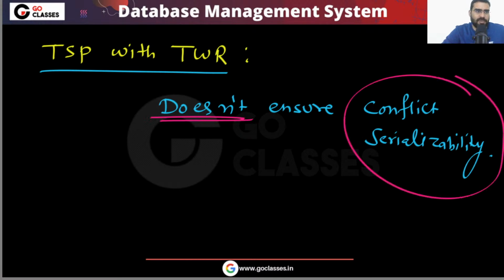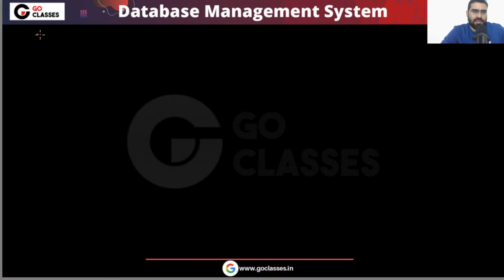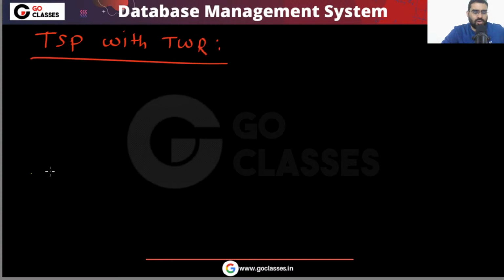Conflict serializability is not ensured. You can easily see that the timestamp protocol with the Thomas Write rule can generate view serializable schedules which are not conflict serializable.